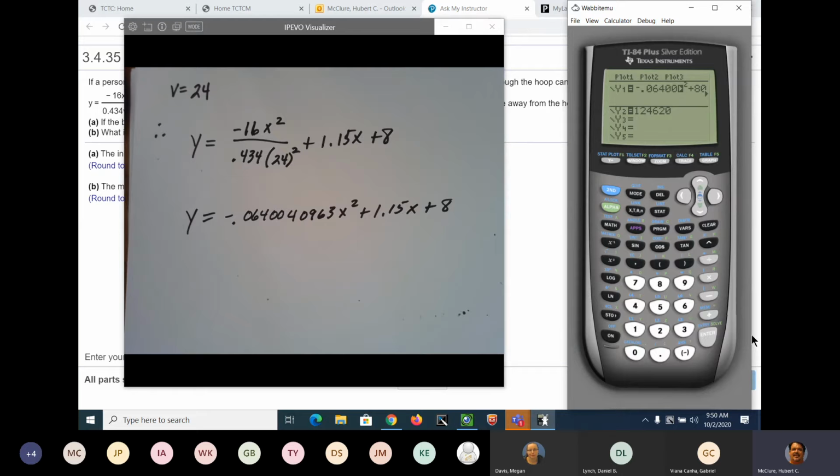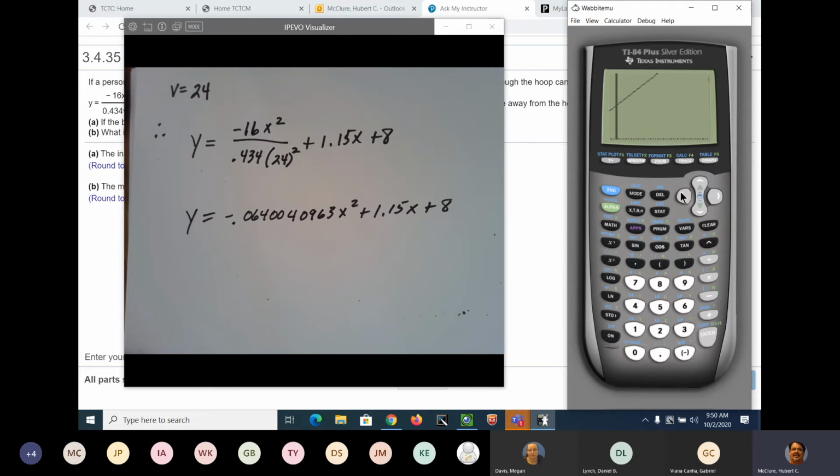0.06400409.63 x squared plus 1.15x plus 8. Now you know your y-intercept is at 8. So you know the vertex is going to be more than 8. Okay? And I'm going to take this out, clear, and graph.